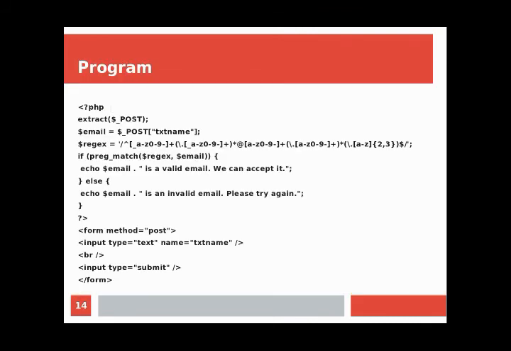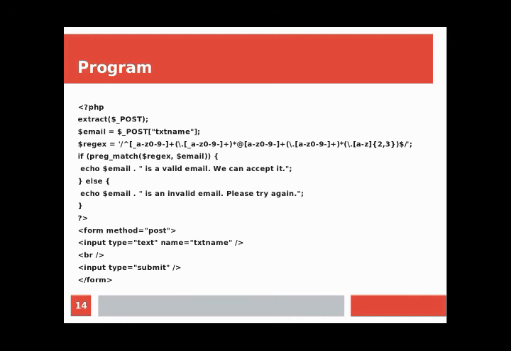Here we'll see another program, within the PHP tag, extract. Again we use extract. Already you know why we use extract. So extract and $_POST, semicolon. So again here we use it for the email. So $email equal to $_POST in square brackets, within double quotes, the text name.